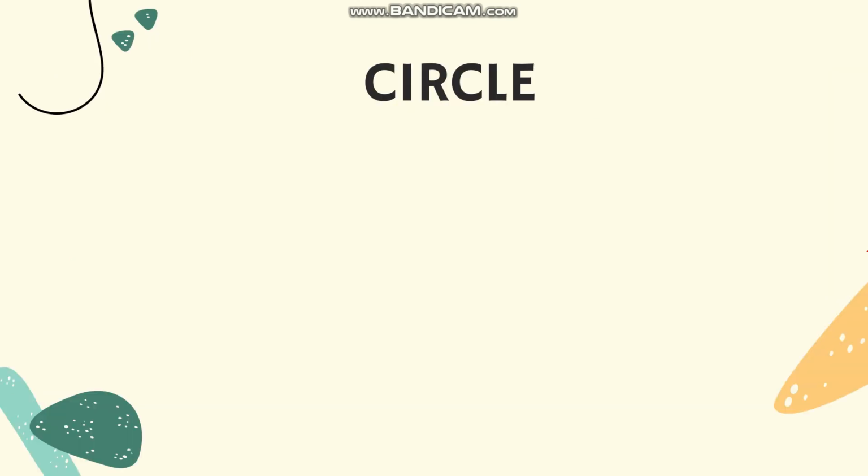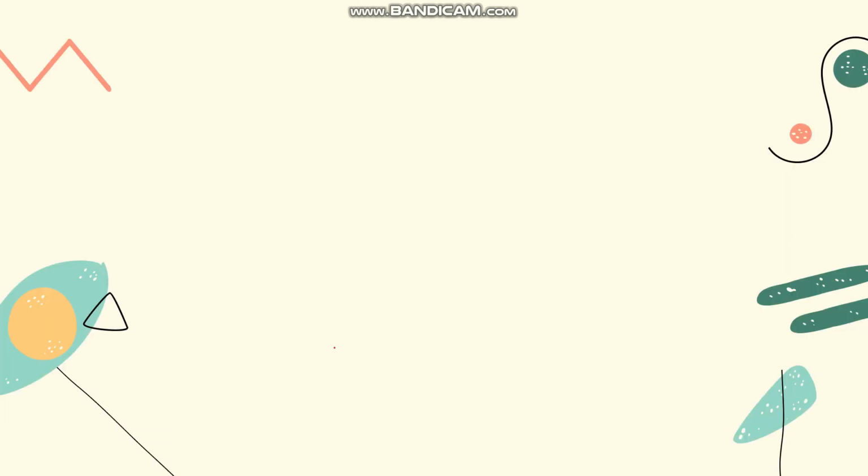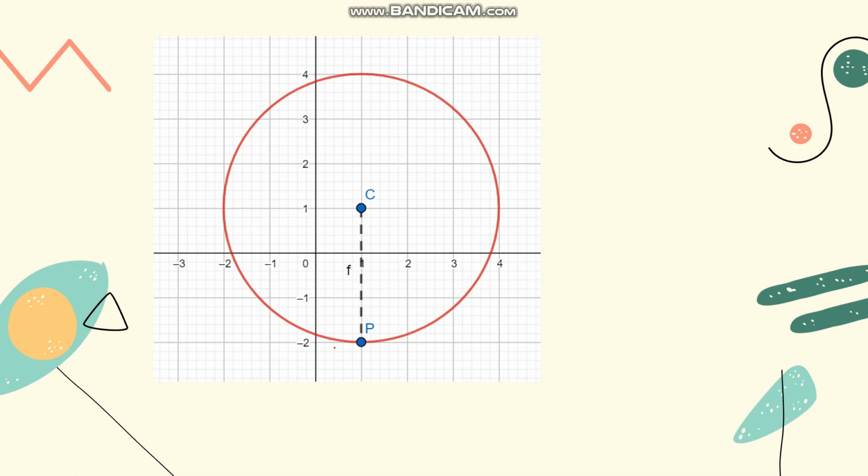So how do we define a circle? Let C be a given point. The set of all points P having the same distance from C is called a circle. Take note of this phrase, having the same distance. When we say same distance, that means the points are equidistant from C, which is located at the center of the given circle. To visualize everything, let's take a look at this example.